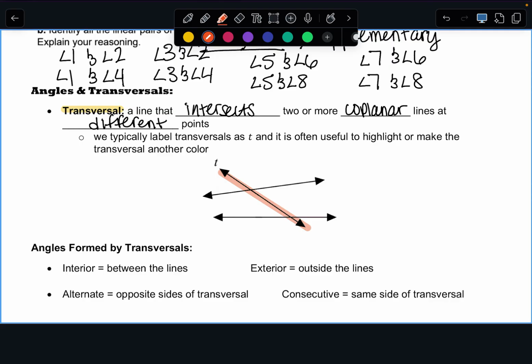What it means for it to intersect the coplanar lines at different points is you can't have something like this as your 2 lines and then count this as your transversal, because then they would all be intersecting at the same point. So this does not work for a transversal. It has to intersect the 2 lines at different points. They can't all intersect at the same point. Okay, so get used to this picture. Basically 2 lines and a line going through them.